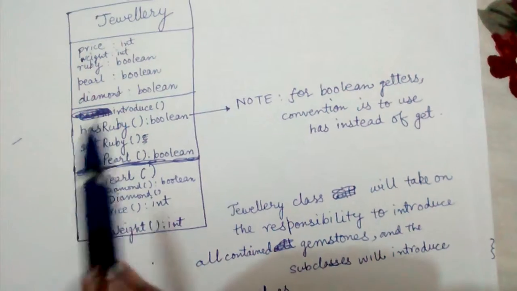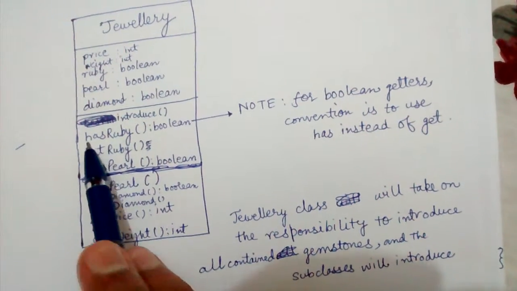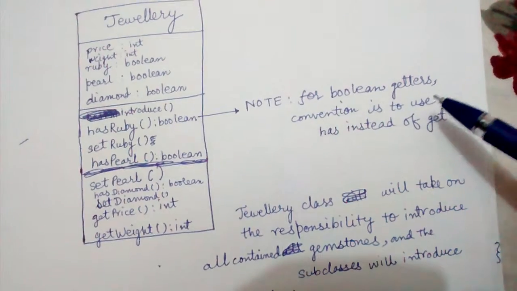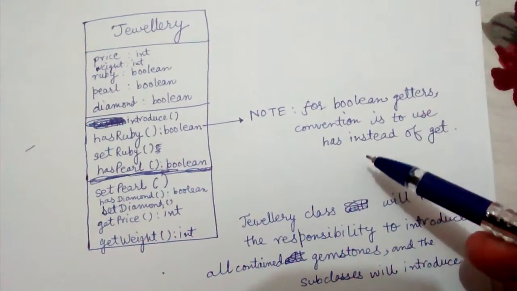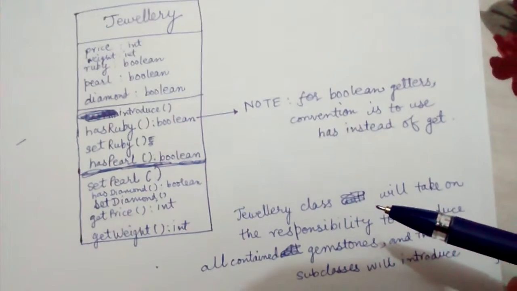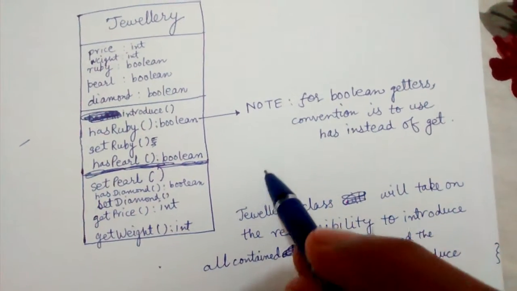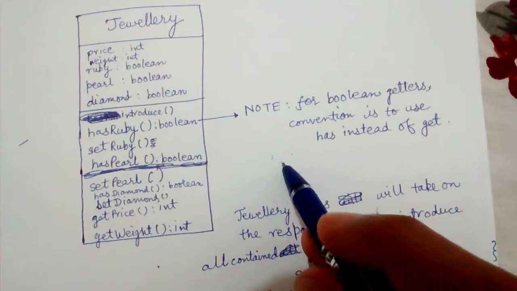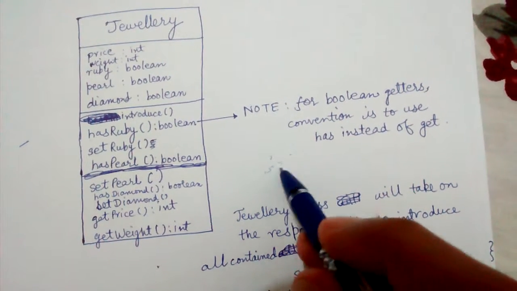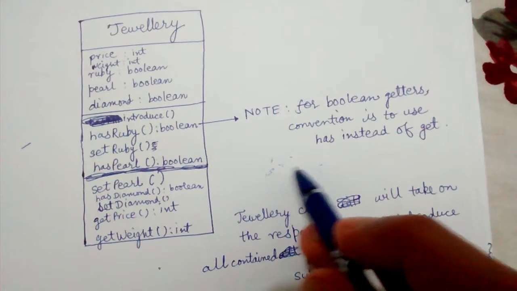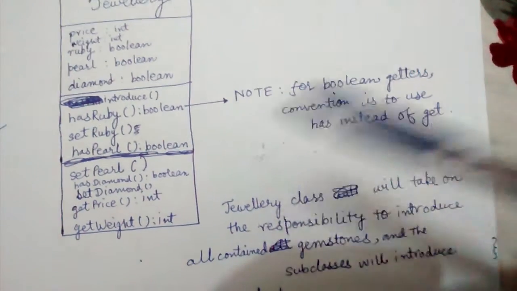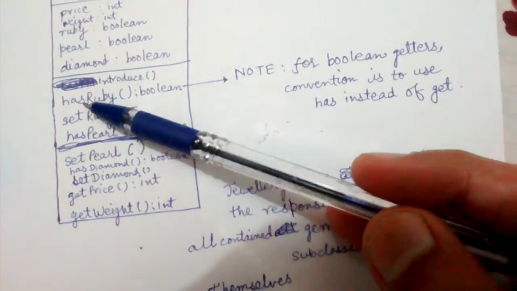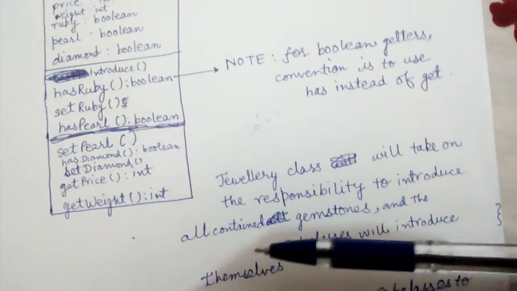You will be wondering why I have used has ruby instead of get ruby, because for boolean getters the convention is to use has or maybe is. Like if you are writing code for handicapped persons, and you are maintaining a boolean handicap, you will be writing is handicapped, not get handicapped or has handicapped. So the getters of booleans may have special prefixes like has or is, instead of get.